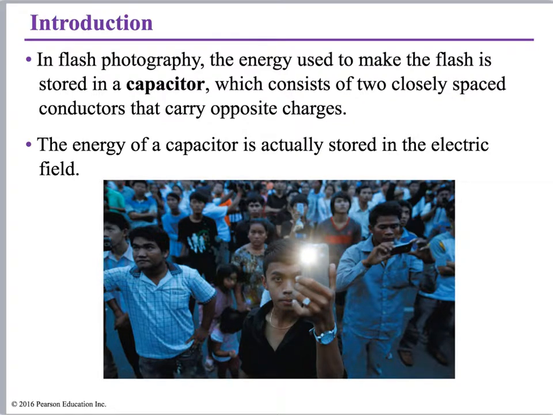So I just wanted to give some examples of situations where a capacitor would be used. For instance, in flash photography, when you make that flash, when you illuminate that light, that energy is coming from energy stored in a capacitor. And when it's released, we can light up our flash.